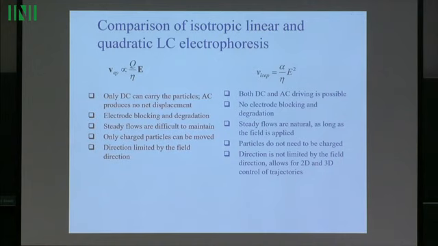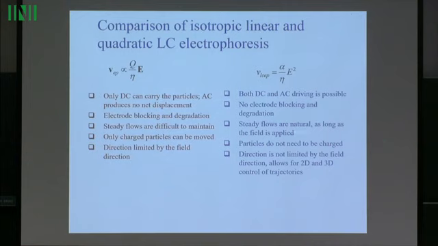Because of that, when you apply the electric field of a DC type, then the ions in the system would eventually block the electrodes and the electric field will go to zero. And in order to continue your experiments, you would need to stop, remove the field, and wait till the ions redistribute themselves. Another thing is that only charged particles can be moved, and the direction of propulsion is limited by the direction of the field.